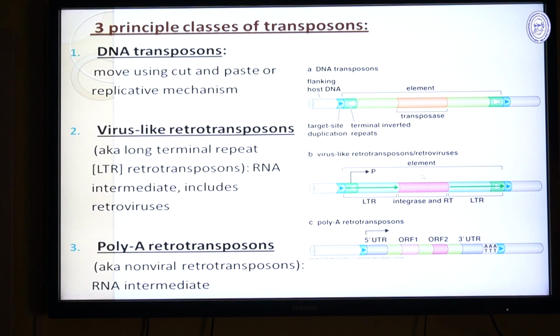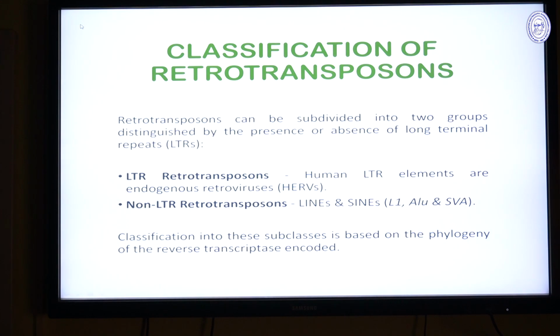Okay. Now coming up to the viral-like, here the integrase plays more or less the same role as that of the transposase in the DNA transposons, and you know the activity of reverse transcriptase, what it does. So now we will start with the class 1 transposons or retrotransposons. These retrotransposons can be subdivided into two groups.